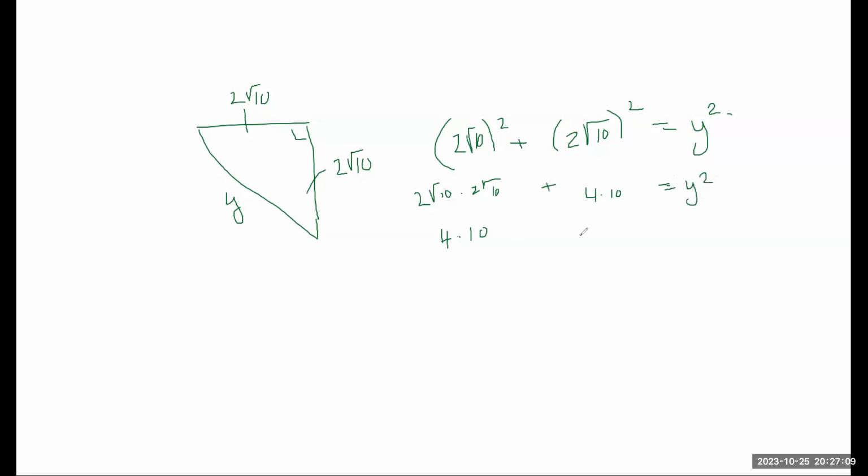So we have 40 plus 40, which is 80. When we take the square root of both sides, I usually do like to put a plus or minus because that's good algebra. But we're not in algebra anymore, we're in geometry. We can ignore the negative since we can't have a negative hypotenuse length.